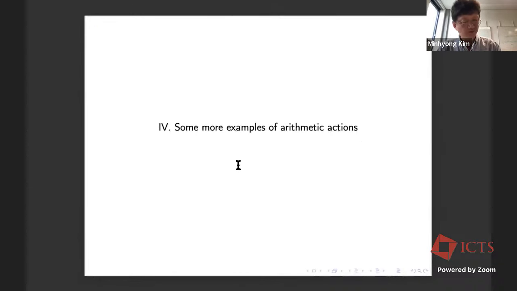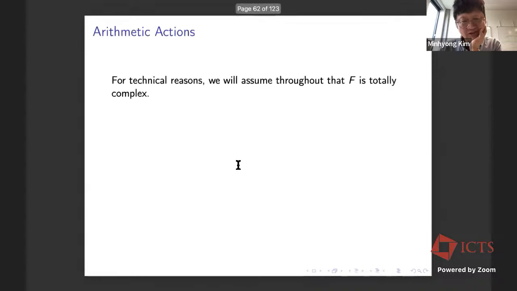So let me finish up by giving you a few more examples of arithmetic actions in a slightly different context where one can actually compute things. So in a way, these are easier. Well, yeah, they are easier than the previous examples, but I put it at the end because they don't necessarily have to do with modular curves. Because of the complexity that arises with duality theory if you have real places, let me assume that the number field here is totally complex.